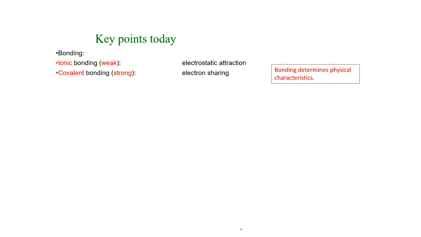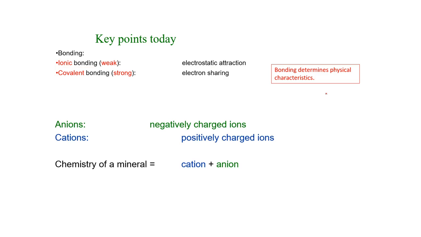So, just some key points today. I'm all done with the lecture now. About bonding, we have ionic and covalent bonds. Ionic bonds are kept together by electrostatic attraction: you have different ions that are attracted to each other because they have positive and negative charges. Covalent bonds are held together by electron sharing. Those kinds of bonding determine a lot of the physical characteristics: how hard the mineral is going to be, whether it dissolves in water, whether it's soft. Everything is determined by these bonding characteristics.